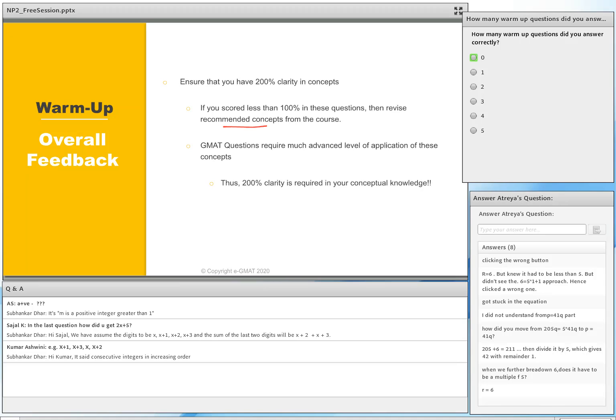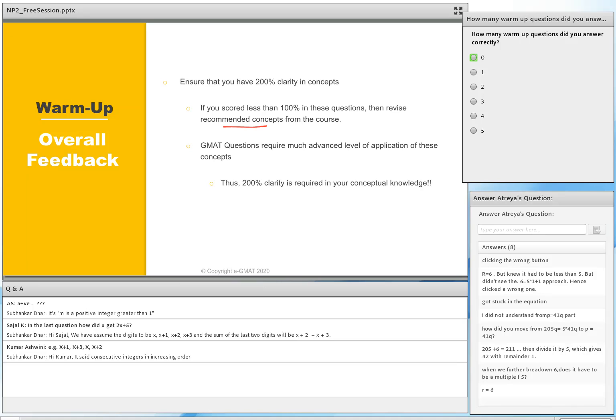Now, the GMAT questions would require a much more advanced level of application of these concepts. These were very easy questions. The GMAT questions are far more difficult. So you need to understand 2 things. First, your concepts are in place, and secondly, you are good to go with the process of solving questions, right?